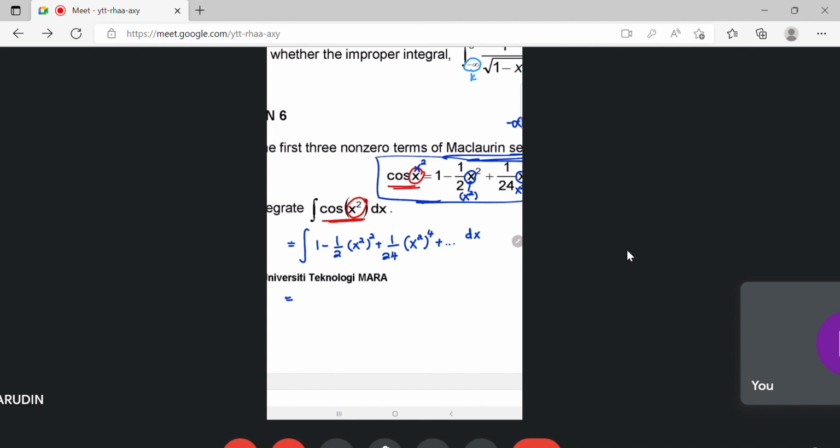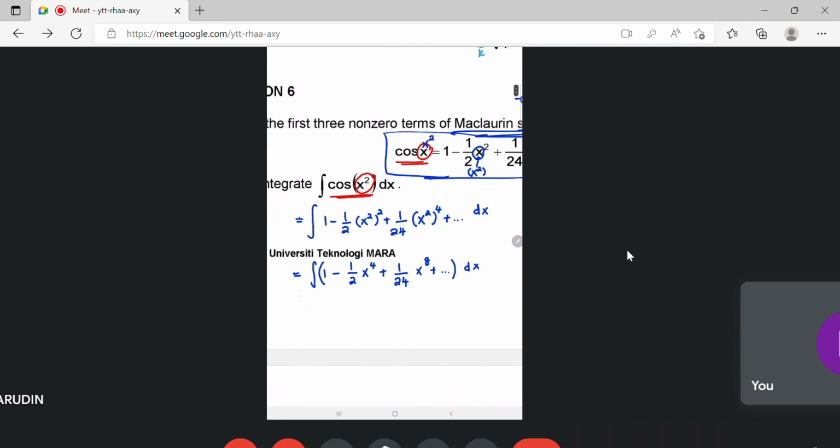Expand the bracket dulu supaya kita senang nak integrate. 1 minus 1 over 2 x power of 4 plus 1 over 24 x power of 8 plus dot dot dot dx. Okay, kalau nak nampak lagi, buatlah dalam bracket macam tu. Okay, next, baru kita integrate macam biasa. Integrate 1, x. Integrate 1 over 2, this is constant kan? So, just maintain 1 over 2.